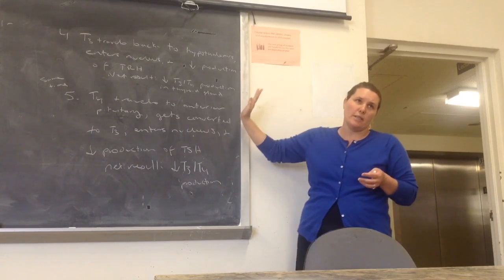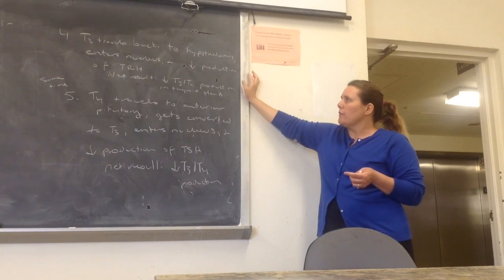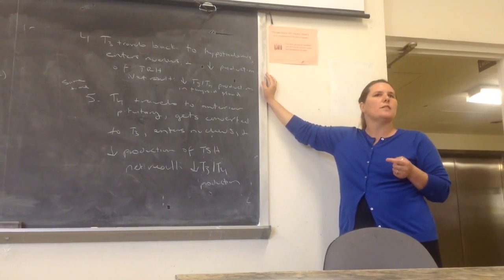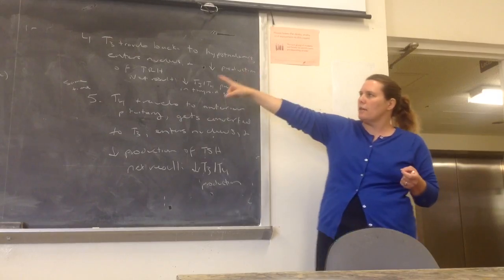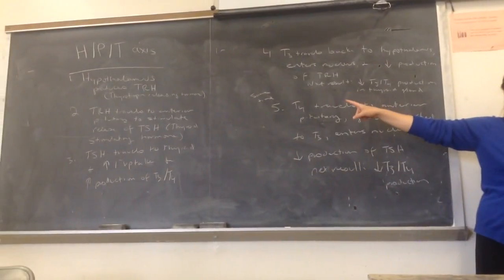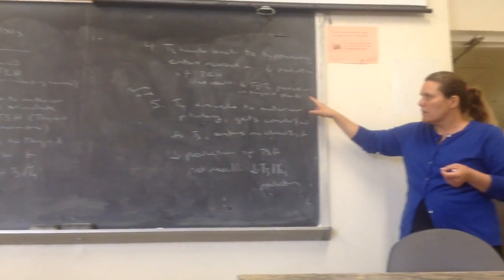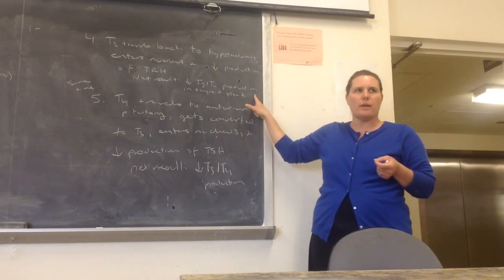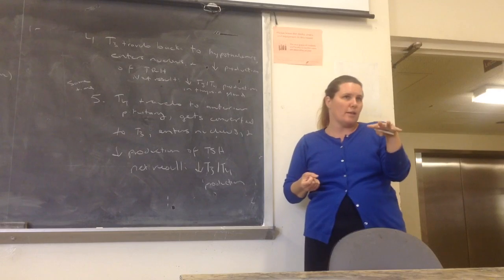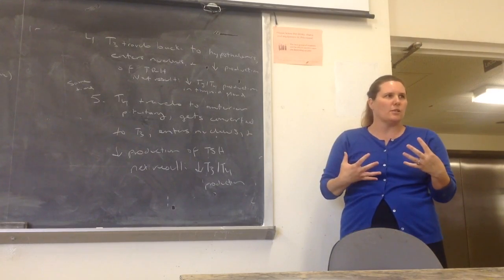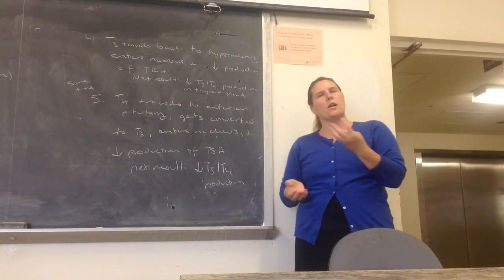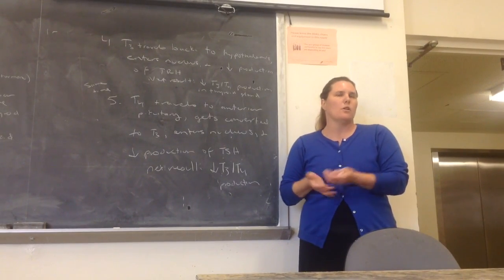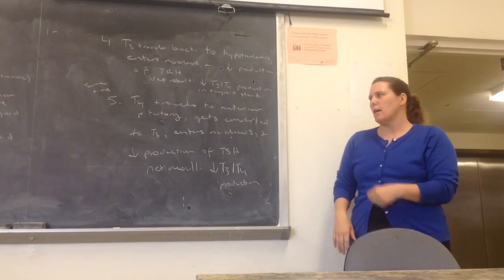Then, to shut things down, T3 travels back to the hypothalamus, enters the nucleus, and lowers production of TRH. It lowers the production of number 1, the thyrotropin releasing hormone. The net result is that you have lower T3 and T4 production in the thyroid gland. That's because when you reduce TRH, you don't make as much TSH. If you don't make as much TSH, you're not sending a signal to the thyroid gland to produce T3 and T4. You're shutting this signaling mechanism down.